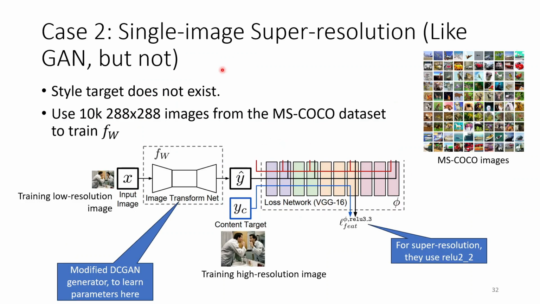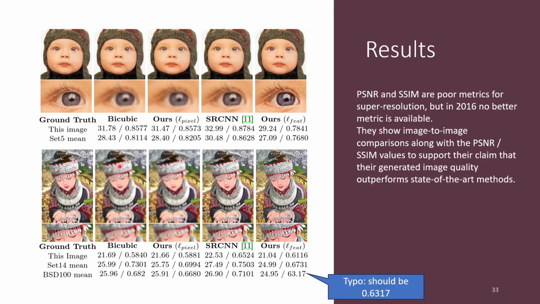Okay, so they use 10,000 images from the MS-COCO dataset to train the DC-GAN, or the modified DC-GAN, and they simply use the ReLU 2 layer feature maps to compute the reconstruction feature loss. Okay, so after training on the 10,000 images, they can just forget all of this part, and they get an upsampling network, this one. And this is their result.